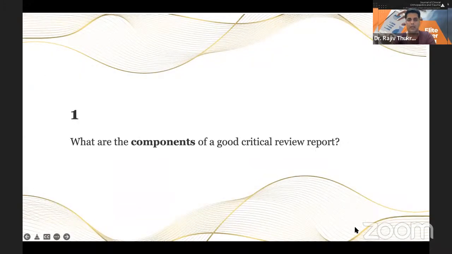So first, I'd like to ask Dr. Paula, what are the components of a good report? I mean, you've gone through the entire gamut. Now you want to write this review report to the author who's waiting with bated breath. What are the things you're going to do? What are the components of this report?